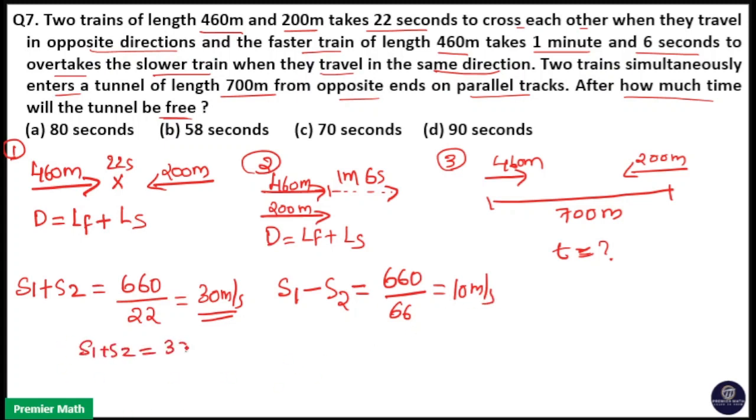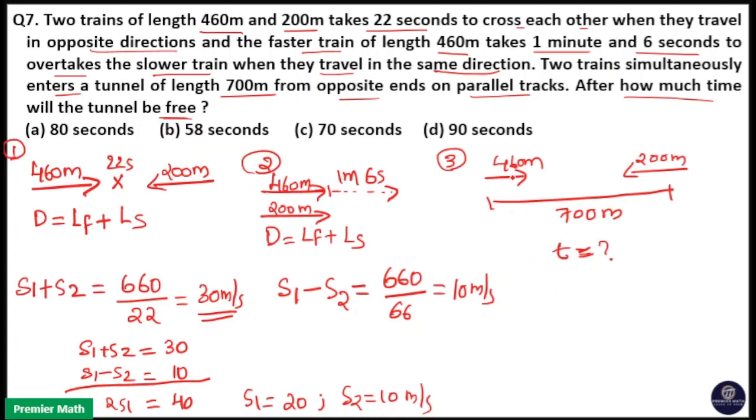So here S1 plus S2 is equal to 30 meter per second and S1 minus S2 is equal to 10 meter per second. That means 2S1 is equal to 40. So S1 is equal to 20. If S1 is equal to 20, S2 will be 30 minus 20, which is equal to 10 meter per second. So we have to find out the time taken, after how much time the tunnel will be free.